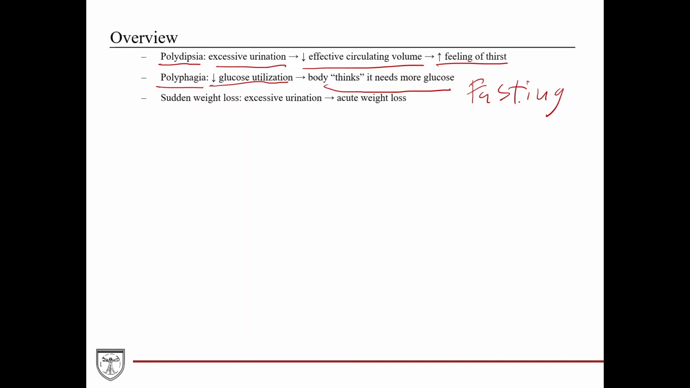Because for all intents and purposes, it essentially is in the fasting state because you're not using glucose. You need to find other sources of energy. If you can't use glucose, you need to find something else to use. And so that's where the body begins using other methods, but then also is telling your brain that you need to eat more. You need to get and consume more carbohydrates or glucose. Then what you also see is sudden weight loss, because if you're peeing out all this fluid, you're going to cause an acute weight loss as a result of that.